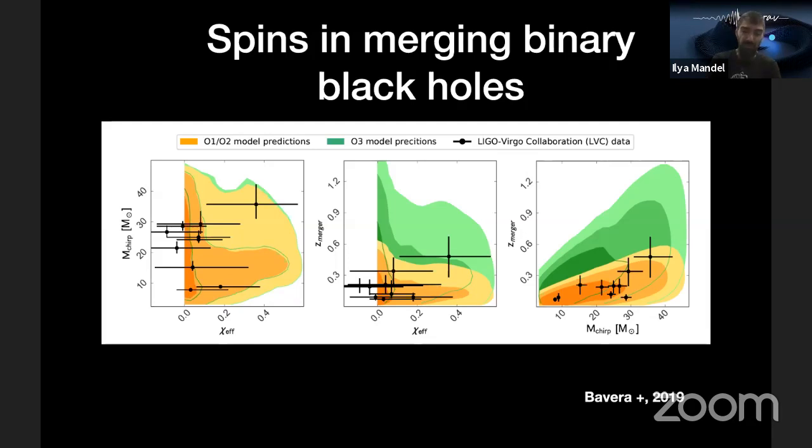Now, the secondary you can sometimes spin up a little bit through tides, and that's why you may have non-zero spins aligned with the orbital angular momentum, but most likely they will not be very large spins, and that seems to be consistent with most of the observations to date.